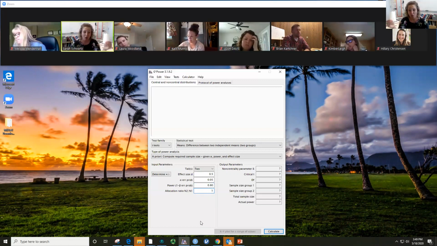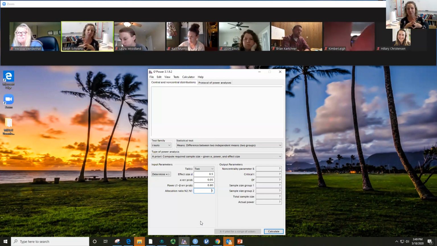That's the most powerful. Now there are times when, because of the stuff we're dealing with, we know we're going to get 2 normal kids for every 1 at-risk kid. And that's when we might want to change that allocation ratio to 2. 2 to 1, or if you divide the other way, 1 divided by 2, you get a half. You can enter that in. But almost always we want to plan for equal group sizes, knowing that due to attrition, we might not end up that way.